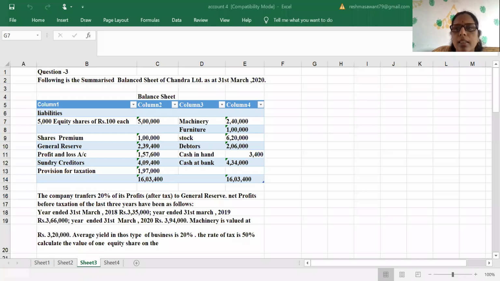Okay, now we discuss question number 3. Question number 3, that is the question for valuation of shares. Following is the summarized balance sheet of Chandra Limited as at 31st March 2020.